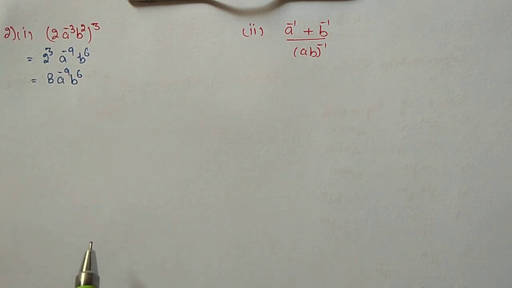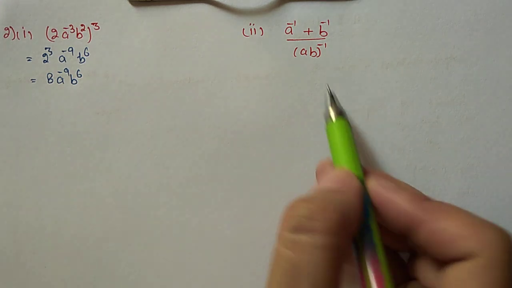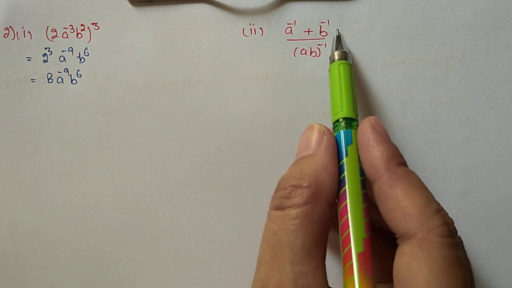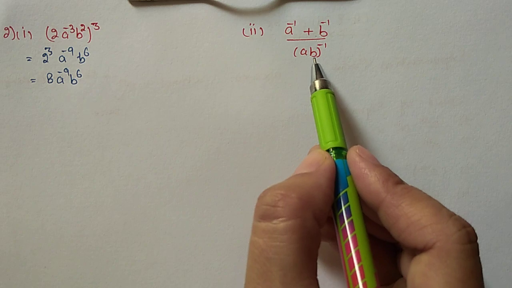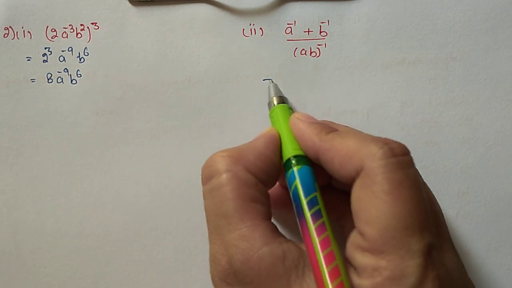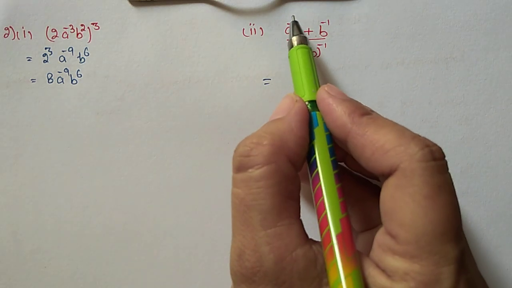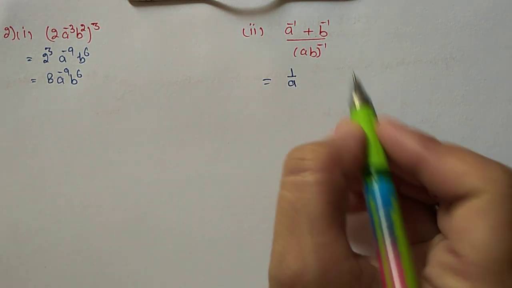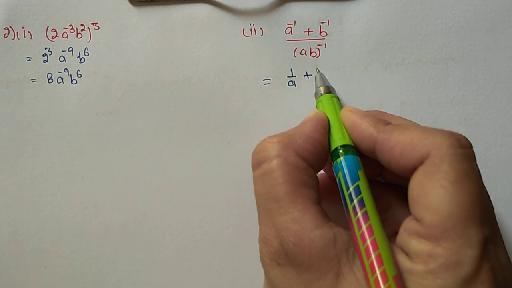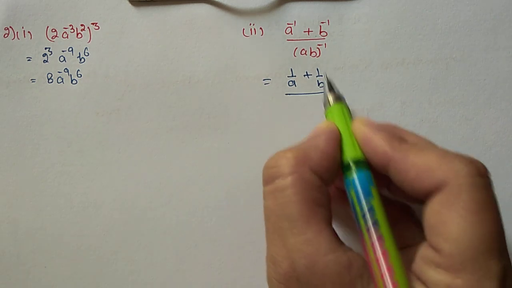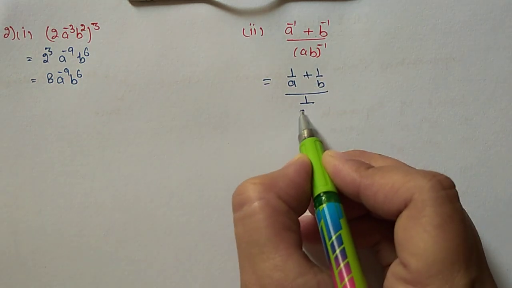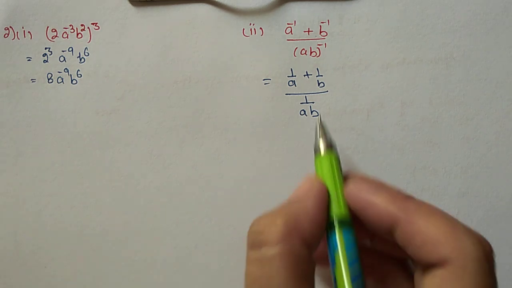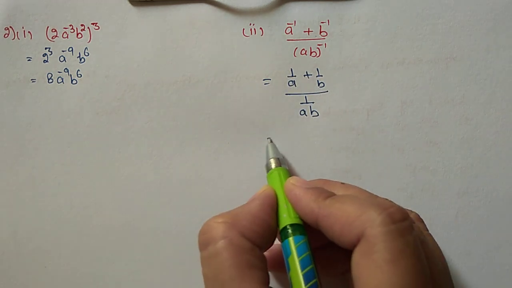Second part, a to the power minus 1 plus b to the power minus 1, divided by ab to the power minus 1. To change this minus 1 into plus 1, we have to take the reciprocal. We can write it as 1 by a plus 1 by b in the numerator, and in the denominator we can write 1 by ab. Now for the numerator we have to take the LCM.